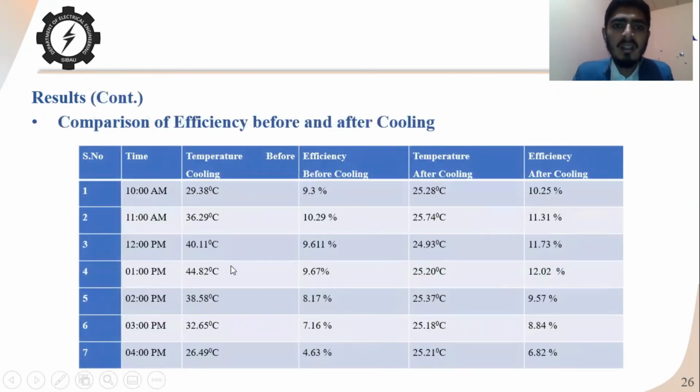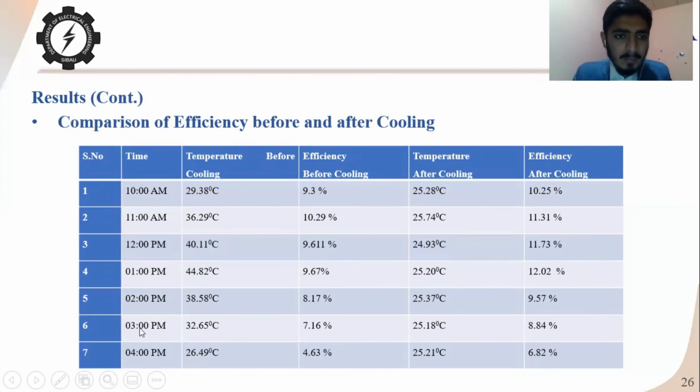Now this is the comparison of efficiency. At higher temperature, at 44.82, the efficiency is very much less, 9.67, and after cooling, the efficiency has increased and reaches 12.02%. You can also visualize that after cooling, the efficiency is very high.